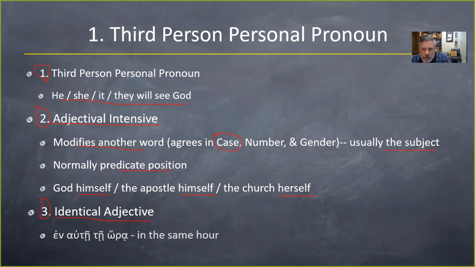adjective. And then you'll see here's my preposition, en, autē, in the dative case, tē hōra, that is the hour. In what? In her hour? No, it's dative. In two? No, it's functioning as an adjectival intensive. It's in the same case as the word it's modifying, the noun it's modifying. So, in the same hour.